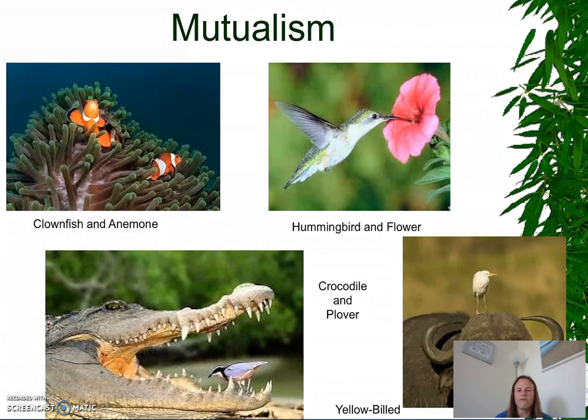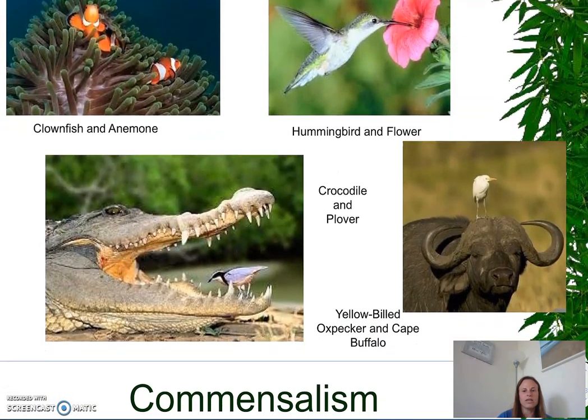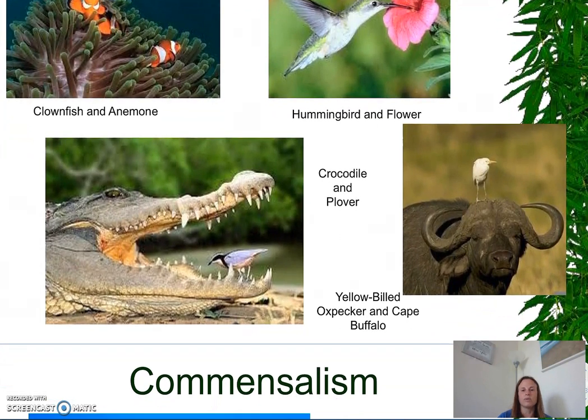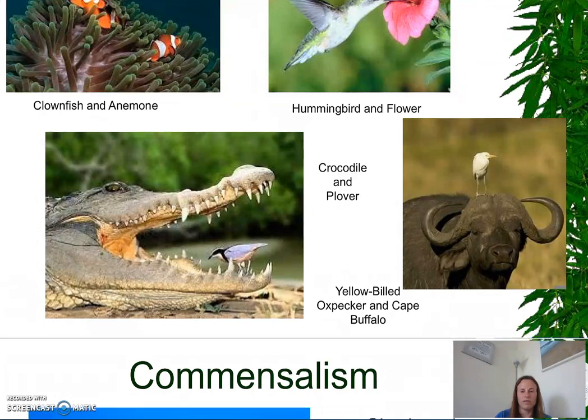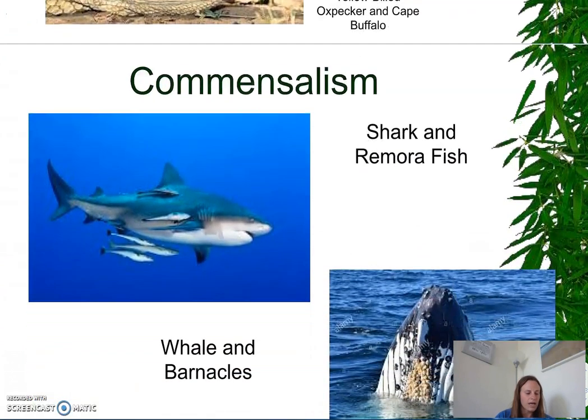Hummingbird and the flower. The flower provides food for the hummingbird, and the hummingbird also pollinates the flower. The crocodile and the plover. The crocodile's teeth get cleaned and the plover gets to eat. And then you've got the yellow-billed oxpecker and the Cape buffalo. The oxpecker removes ticks and eats them, so it gets food, and the buffalo has this parasite removed from it.